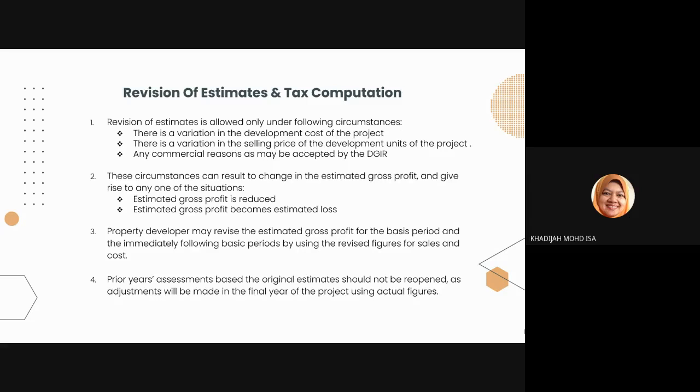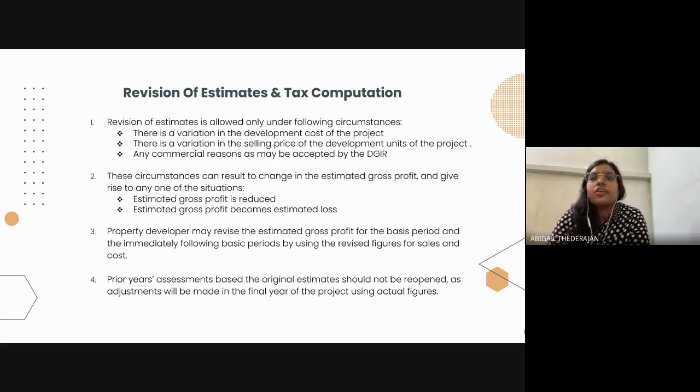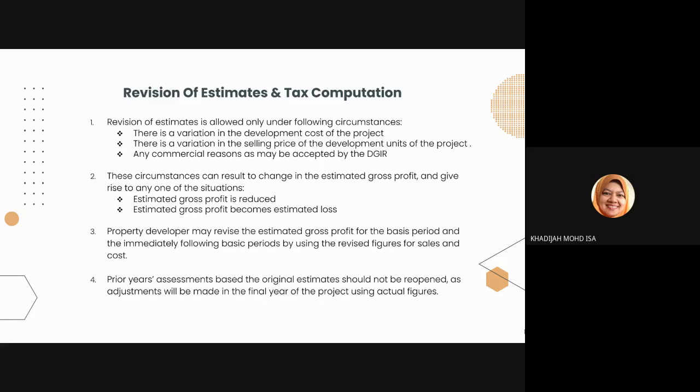So you have to come up with the estimates of your tax liability. Estimate of your tax payable, is it? No, this gross profit. Whatever, you estimate. Based on that, you determine how much is your installment payment from there. For a normal company, for example, a trading company, you can actually revise your estimate.